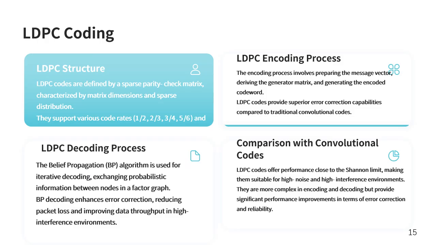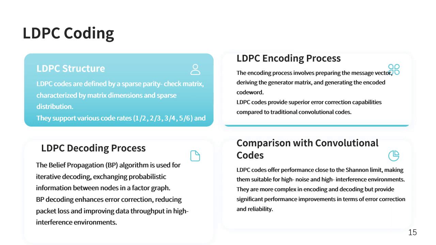We now provide a detailed introduction to low-density parity check, which is LDPC coding. It is based on a sparse parity check matrix, which is characterized by its large dimension and high sparsity. It supports various coding rates, such as listed here, 1/2, 2/3, etc., to meet different application scenarios and transmission requirements. The coding process involves preparing a message vector, deriving a generator matrix, and generating the encoded codewords.